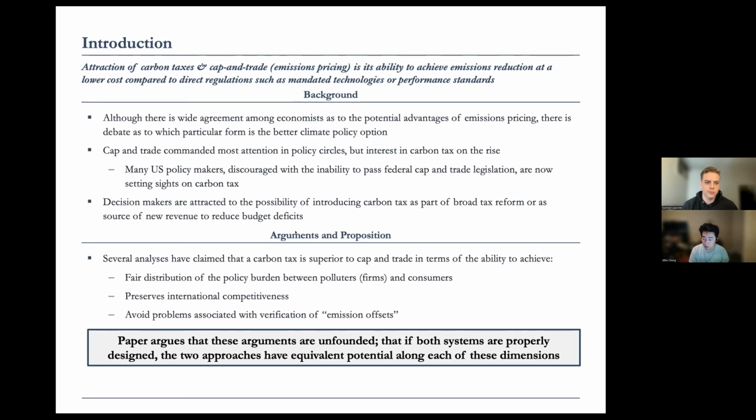In terms of some of the arguments and propositions, several analyses have claimed that carbon taxes are superior to cap and trade in terms of their ability to achieve fair distribution of policy burden between polluters and consumers, preserving international competitiveness, and avoiding problems associated with the verification of emission offsets. However, the paper suggests that these criticisms are unwarranted and argues that both systems, if properly designed, have equivalent potential along each of those dimensions, and the two policies are more or less equivalent.